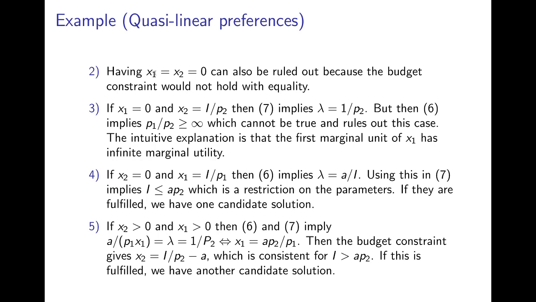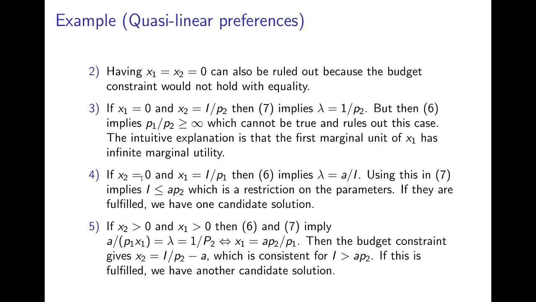Now first, let's assume that we have the solution where x1 and x2 are both equal to 0. Now this would not make sense. It can be ruled out, because in this case the budget constraint would not hold with equality. So if we consume nothing of both goods, the budget constraint cannot hold with equality, because we have all of our budget left. So this can also be ruled out.